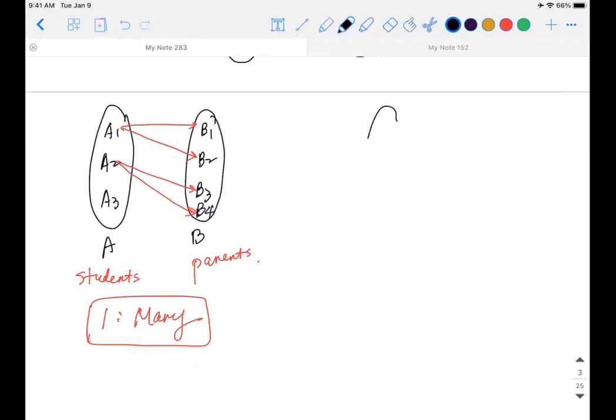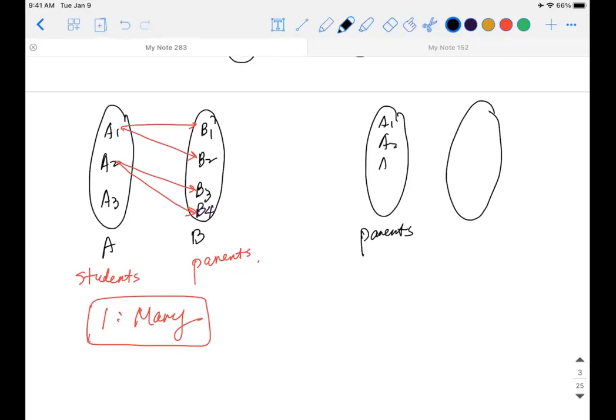Okay, what about something like this? I want to put the parents here: A1, A2, A3, A4, A5. And I want to put the student, right, on the B set. This is A, this is B. You have B1, you have B2, you have B3.